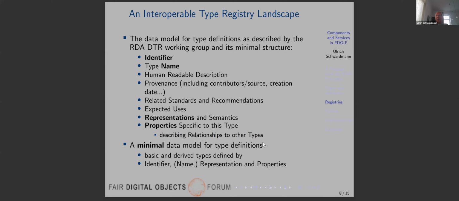This actually can be boiled down to a very minimal set of key value pairs, and those are essentially the name, the identifier, the representation and properties, and the name could be, for human readability, something which is used to make a certain semantical connotation.